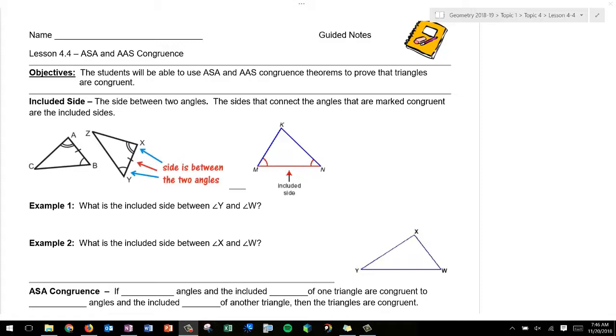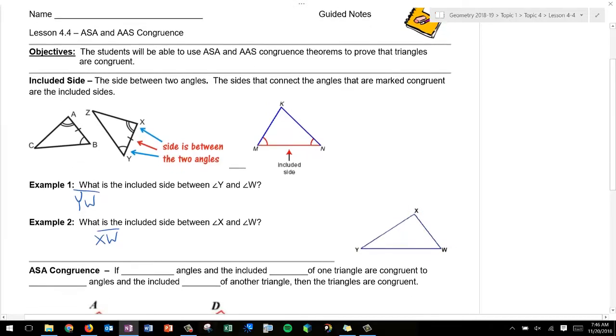So if we look at these two questions here, based on this picture, they want to know what's the included side between angle Y and angle W. It's this segment here, that's segment YW. And if we look at the next one, where it says what's the segment between angles X and W, it's the segment XW. So they're very easy to label. The included side would be right there for that example.